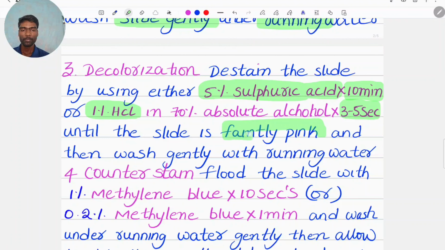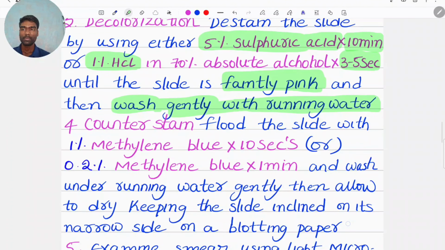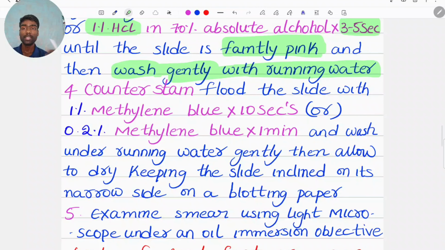faintly pink. Whenever you observe the slide turning faintly pink, then immediately wash gently with running water again. Now primary staining finished, decolorization finished. During decolorization, mycolic acid has already bound to the primary stain carbol fuchsin and became red. It won't leave that stain because it is acid fast and remains red.